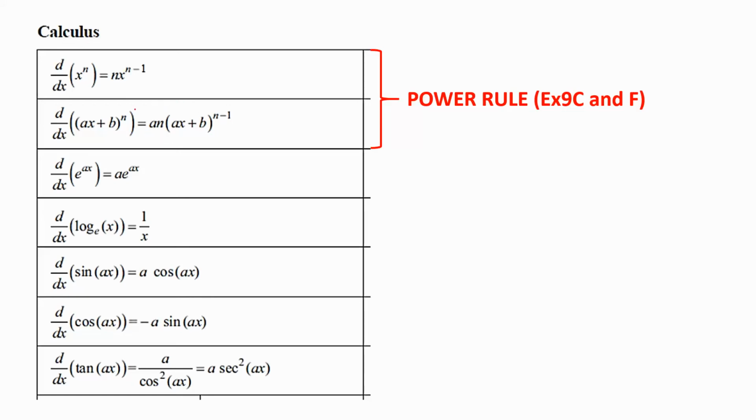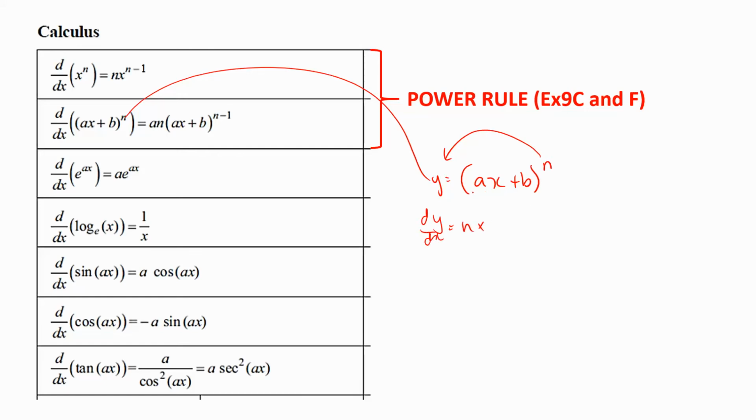If you're wondering how they got it, same thing again. This is ax plus b to the power of n. Find the derivative using power rule, drop the n down. So dy dx, drop the n down, so you get n times. Now, you have to do the chain rule, derive the inside. So derivative of ax plus b is a, which is why you do times a, and it's ax plus b to the power of n minus 1. Okay? That's really just a chain rule, what they've done there.